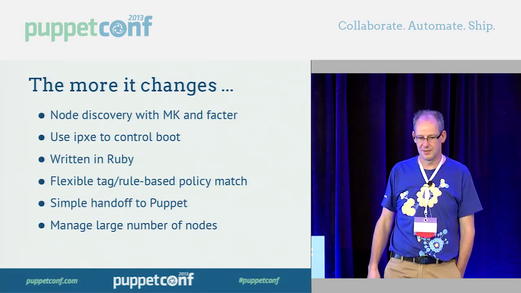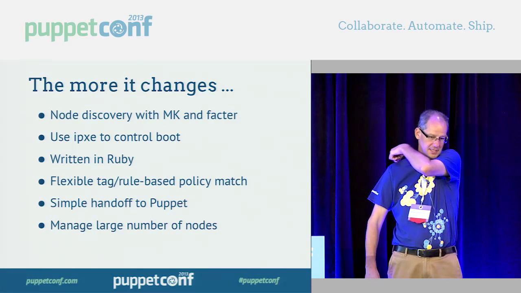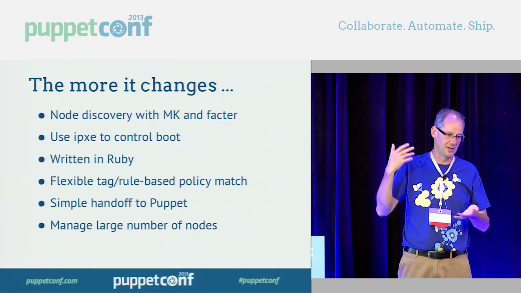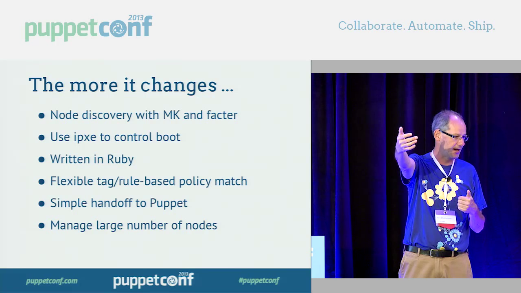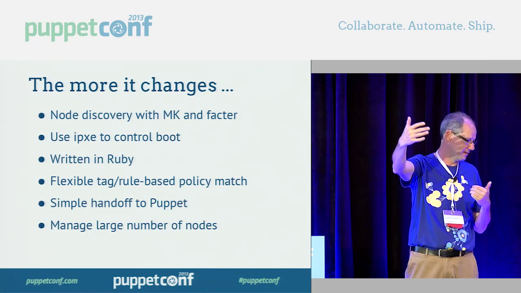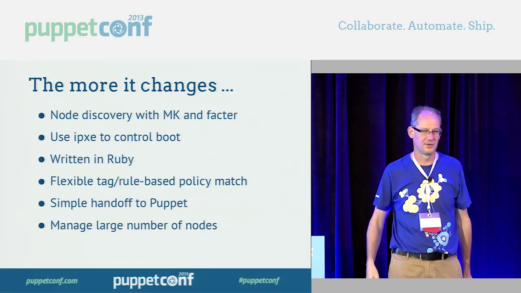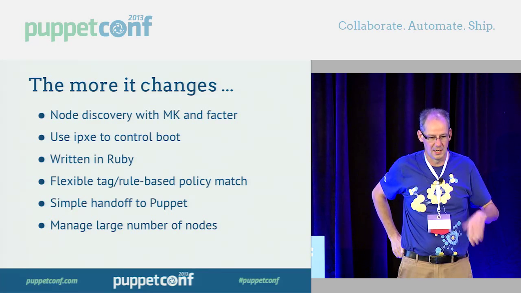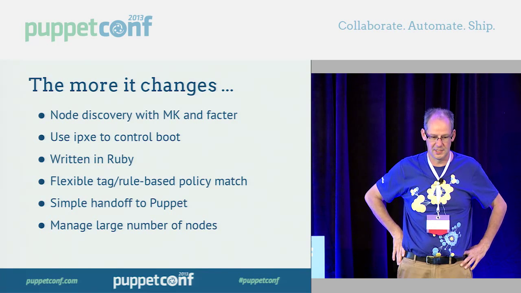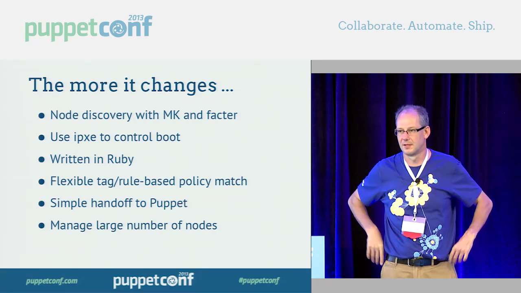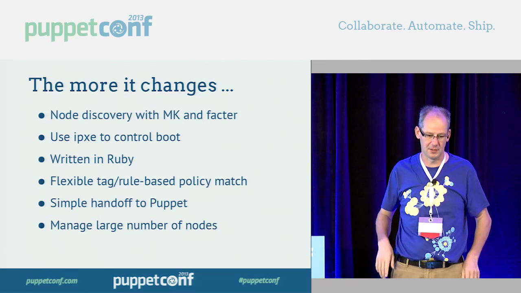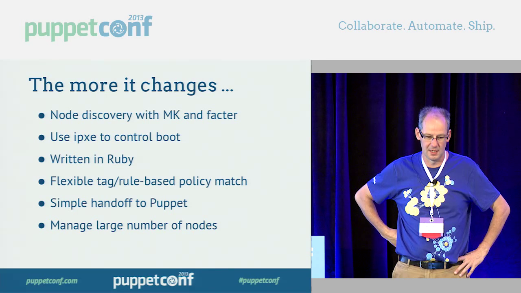The things that make it really, really useful is this idea of booting into something called the microkernel, a small OS image that runs Facter and then sends facts back to the server. That's how Razor decides how to classify machines. That you use iPXE to boot. That is written in Ruby. The tag policy system, I'll talk about that in a minute.